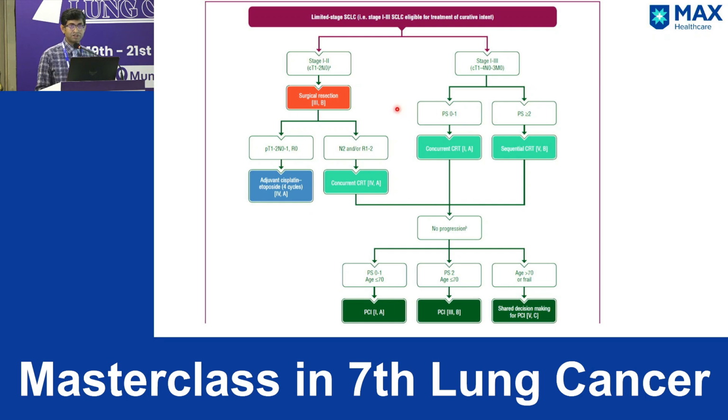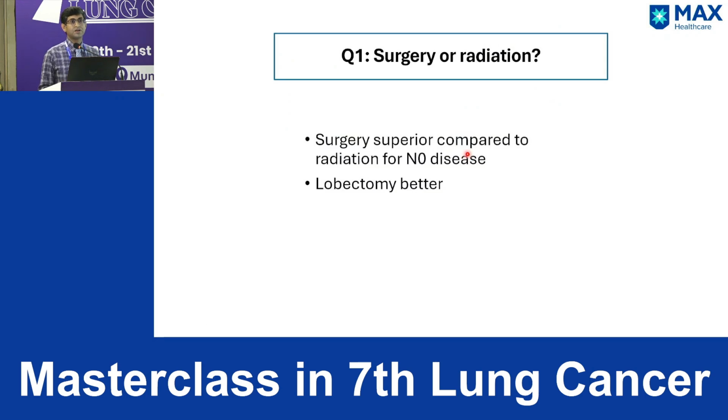Adjuvant chemotherapy is always part of management of small cell lung cancer, because it is believed that from the very beginning it's a systemic disease. So irrespective of stage 1, 2, 3 or 4, all these patients will require systemic therapy. Now stage 1 to 3 who are not candidates for surgery, there is a role of either concurrent chemoradiation or sequential chemoradiation. Now let us discuss a few simple questions related to radiation in limited disease.